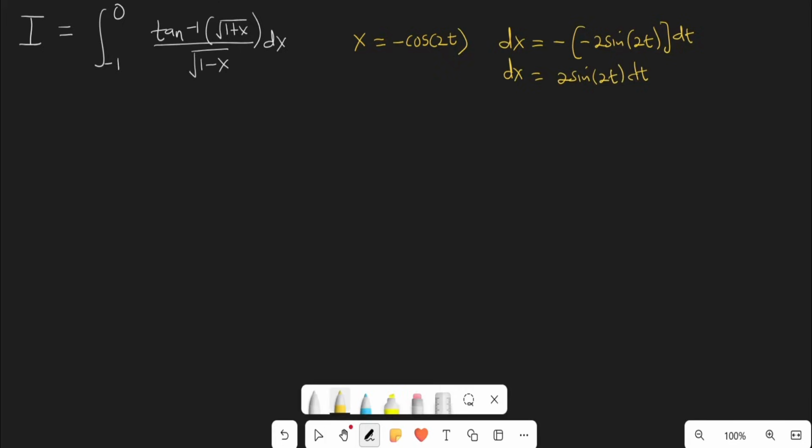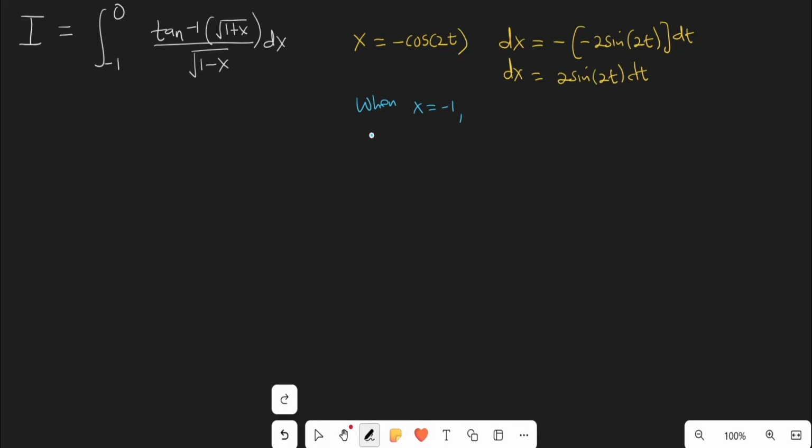Alright, so this is what we have, and then let me switch colors and find the change in limits. When x is equal to negative 1, that is the lower limit, you can plug it here: negative 1 is equal to negative cosine of 2t. So that means that the cosine of 2t is equal to positive 1. You can take the cosine inverse on both sides, so 2t is equal to the cosine inverse of 1. So 2t is equal to 0, that means that t is equal to 0 for the lower limit.